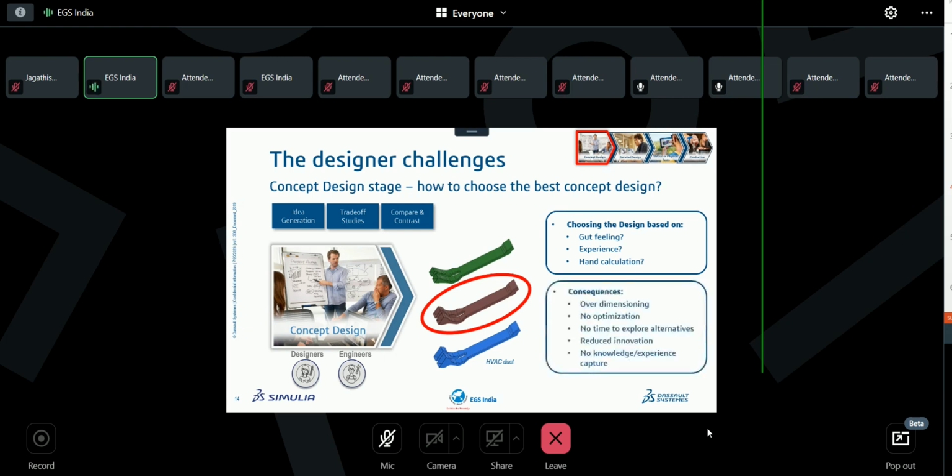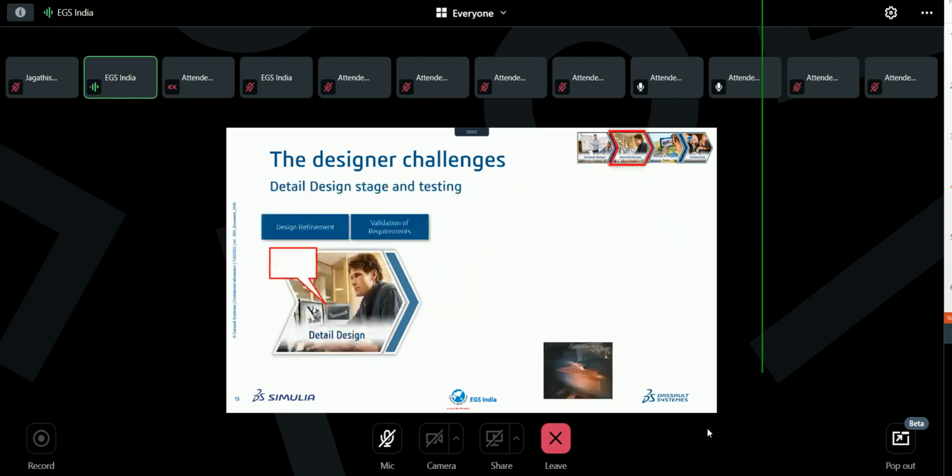But the consequences that he or she is going to face are either over-dimensioning or non-optimization of the product, which leads to a product that won't be giving satisfaction to the customer that we are going to supply the product to. So all these parameters are to be considered, and we are going to give a detailed design.